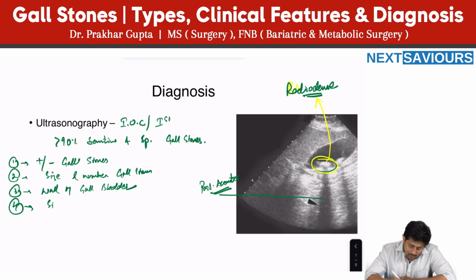Then the size of the gallbladder. Why is size important? In a patient who has had gallstones for a long duration of time and multiple attacks of biliary colic, there will be scarring and fibrosis of the gallbladder, which will lead to chronic cholecystitis, and the gallbladder will usually be contracted. These kinds of gallbladders are usually difficult to operate because the anatomy is not very clear, and the Calot's triangle is usually frozen.